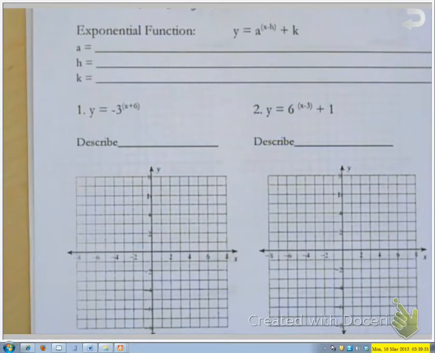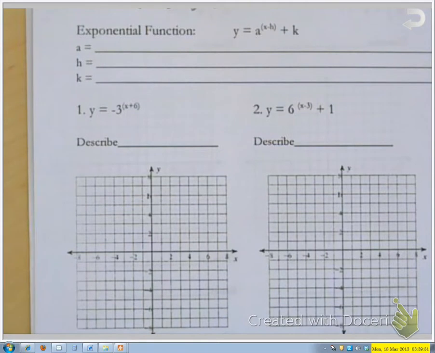Alright, now we're going to talk about graphing our exponential functions. If you remember way back to the beginning of the school year when we did parent functions, we talked about these lovely little things called A, H, and K. So let's see if we remember what A, H, and K stand for and how they change the graph.